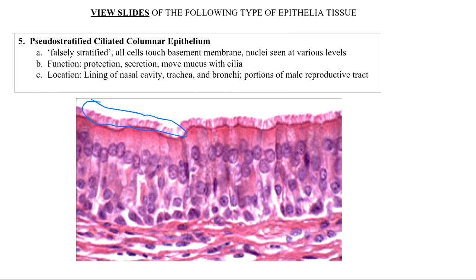We see that in the male and female reproductive pathways as well. For instance, in the male reproductive pathway, before sperm have the ability to move with their corkscrew flagellum tail, they have to move through the reproductive pathway in some way, and part of that is done with the movement of these cilia in that pathway. So that's pseudostratified ciliated columnar epithelium.